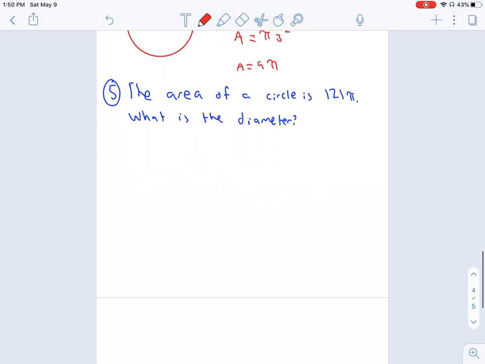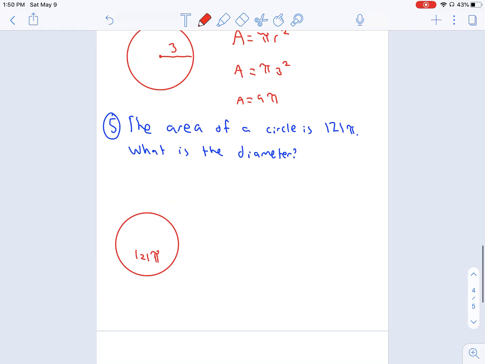So the last question is the area of a circle is 121 pi. So we are given that this whole thing is 121 pi. So what is the diameter? So I guess we work backwards from this and use the formula for area. A equals pi r squared.